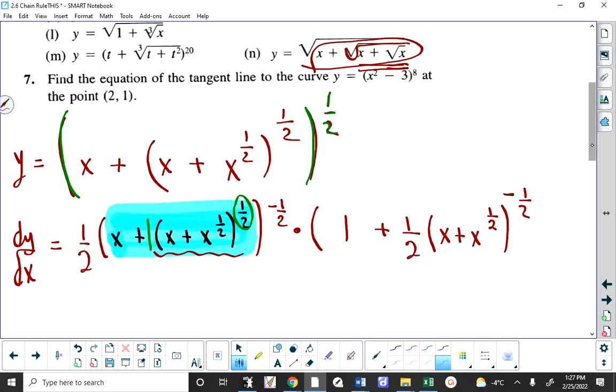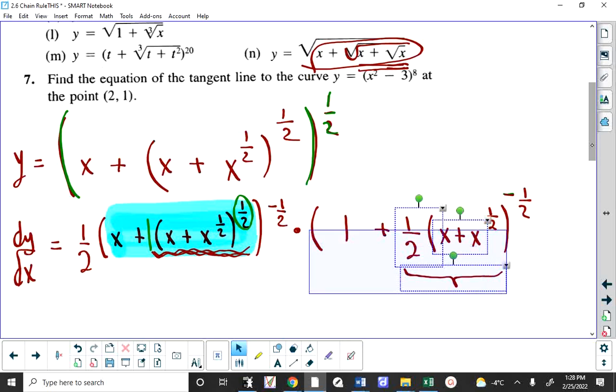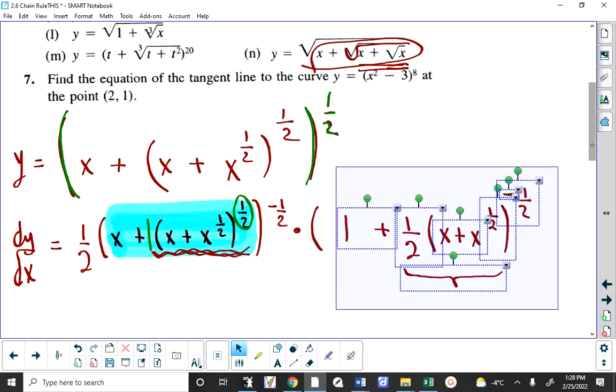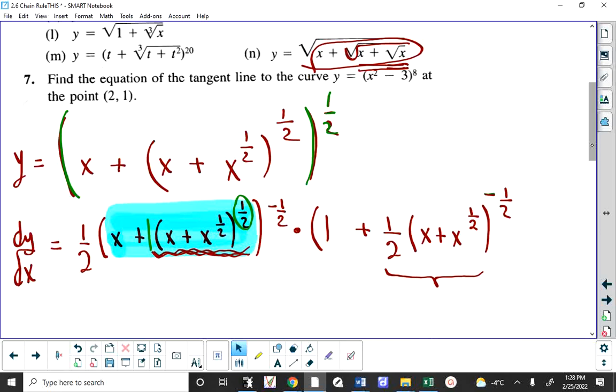Now, right now, this thing here is supposed to be the derivative of this. And we find the derivative of this by using the power rule, but we're wrapping the power around something that is more complicated than x. We're wrapping it around x plus x to the half. And that means the chain rule says we have to multiply by the derivative of this thing now, because we wrapped the exponent around that.